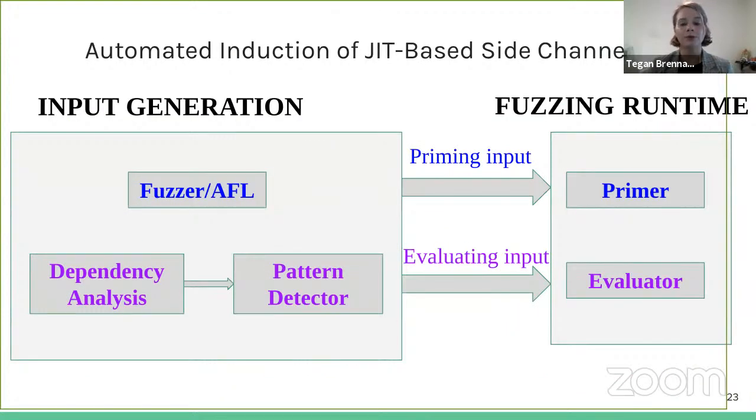With this priming input and evaluating input in hand, I now turn to systematically fuzzing the runtime. Here, I prime the runtime in favor of each priming input in turn, and then use my pairs of evaluating input to determine if a side channel has arisen.